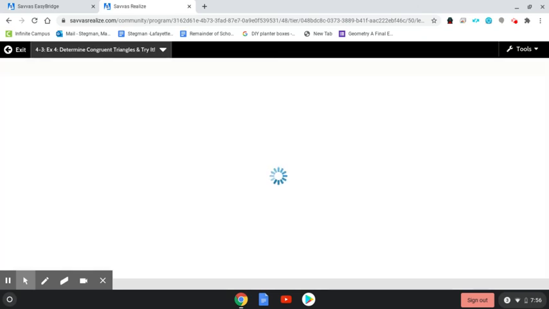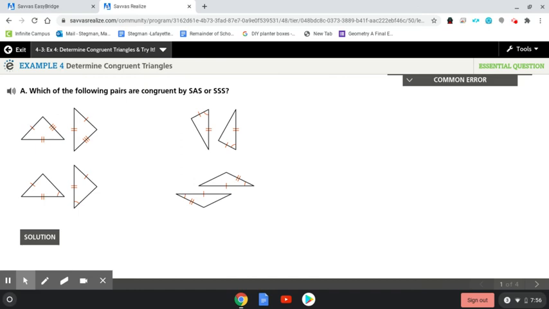All right, so now we've got 4 examples in this next one, and we're going to look to see which ones we can determine are congruent. All right, so here we've got 3 sides, and we've got their corresponding parts. So we can say these are congruent by side, side, side.